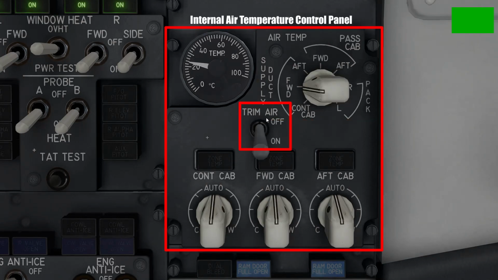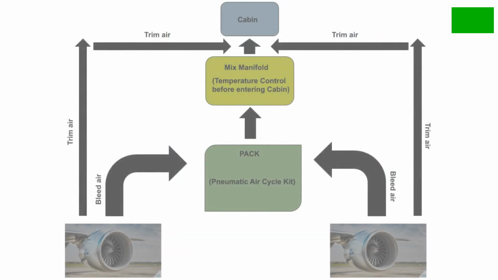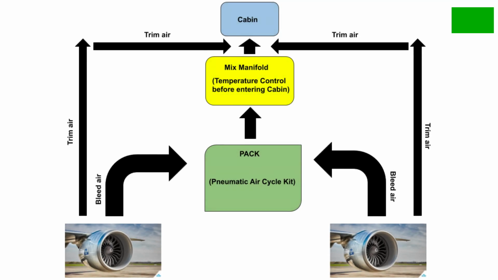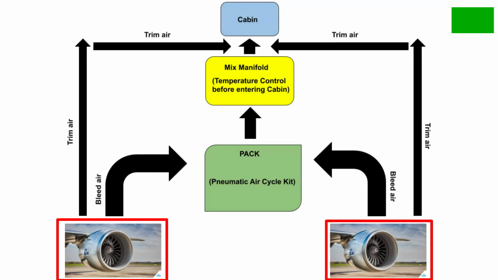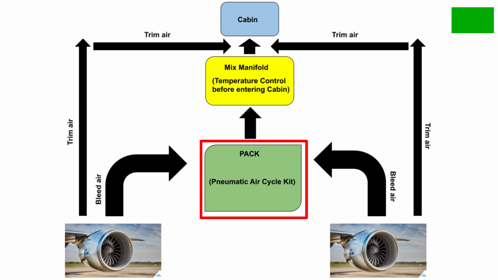Now, to understand the trim air system, you need to understand a basic overview of the air conditioning system inside the Boeing 737-800. Bleed air is first produced at a source, which in this case is normally the engines during flight. Now, keep in mind that bleed air is extremely hot and hence needs to be cooled before entering the cabin, so it enters a system called a PAC, or a pneumatic air cycle kit, which cools this extremely hot bleed air to near freezing temperatures.